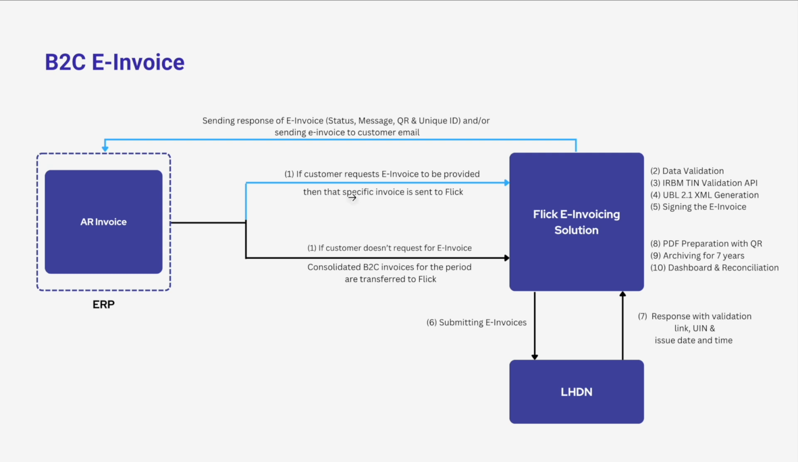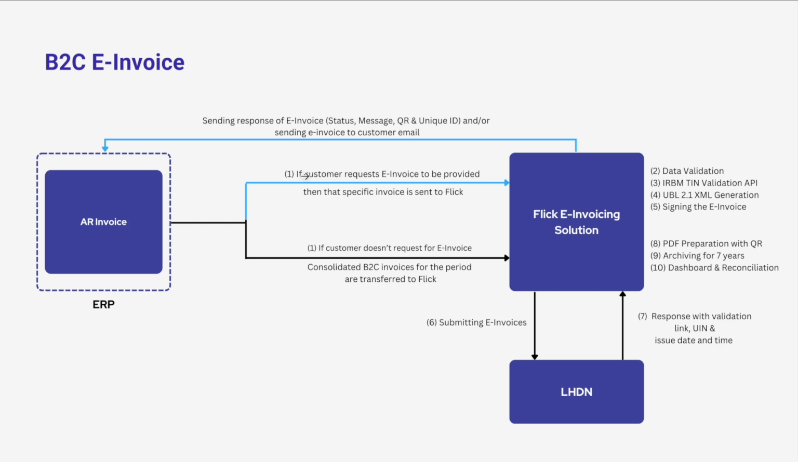There are two modes for B2C transactions. If your customer requests for an invoice to be provided, then that specific invoice is fetched from your ERP and sent to our solution to be submitted to the LHDN. If not, there is an option that we can send consolidated B2C invoices for that period, which will be fetched in a single go and submitted to the LHDN, and the responses will be updated directly back to your ERP. So the process ultimately remains the same even for B2B or B2C.